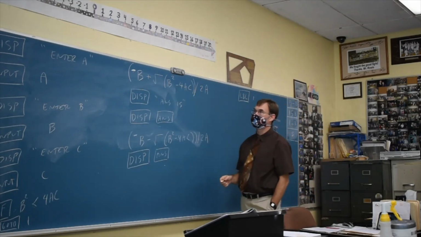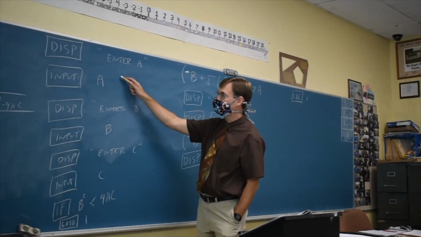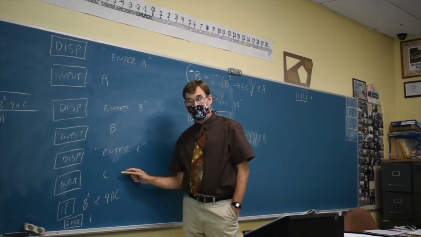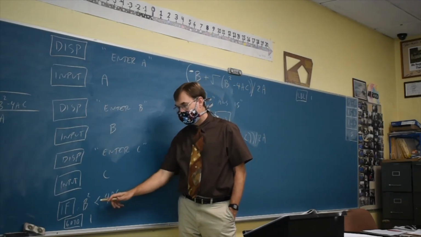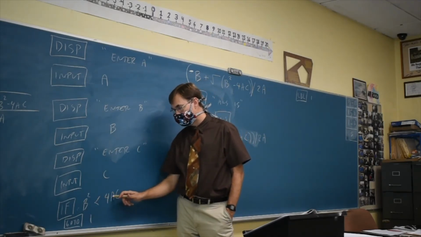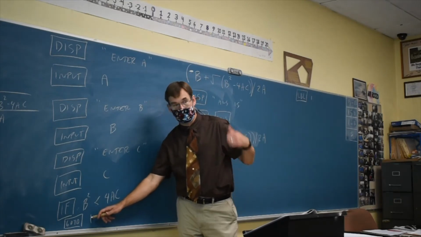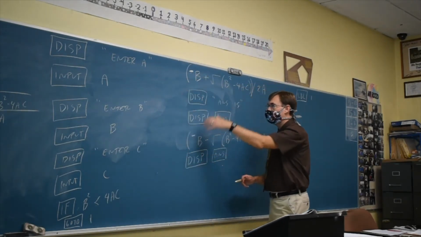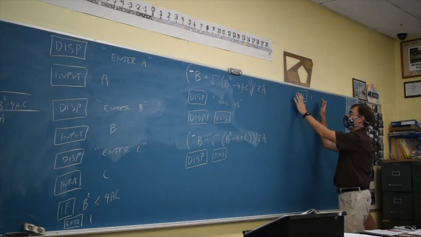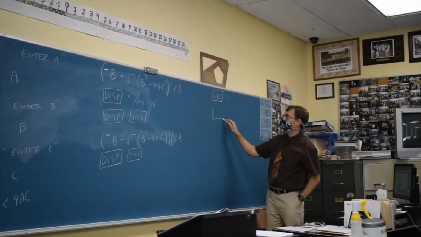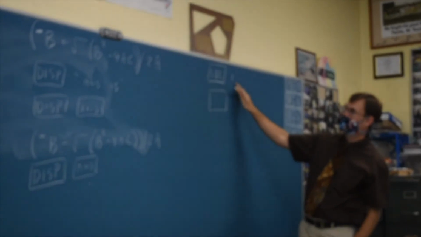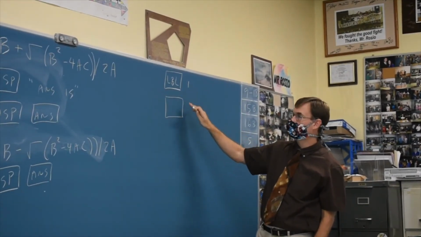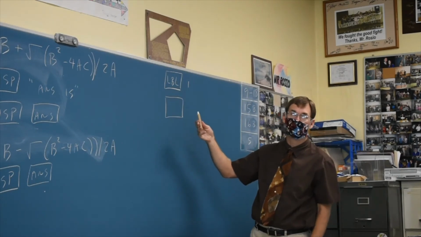So here's what the calculator's doing. It's asking us for A, B, and C. Before it tries to do the formula, which might blow up, it's going to do a check. If the b squared is less than 4ac, it's not going to do the math. It's going to go out of order past all this stuff and only do whatever we tell it to do over here.